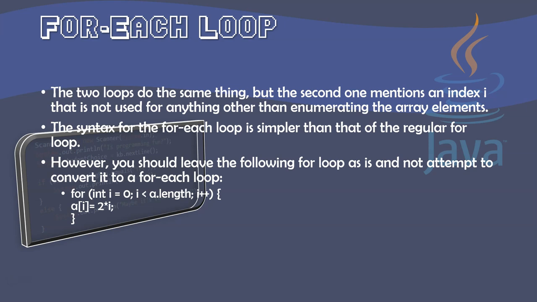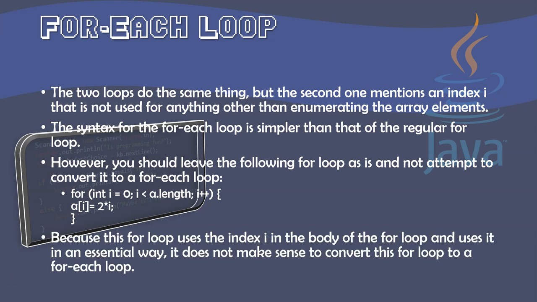So if we look at this example, we have for int I equals 0, I is less than length, I plus plus, a of I equals 2 times I. And why don't we want to convert this one? Well, because this for loop is using index I in the body of the loop in an essential way, we're modifying the values here within the array. It does not make sense to convert this for loop to a for each loop. So anytime you start doing things like this, and notice here, we're modifying what is stored in that array, a for each loop is probably not your best option.